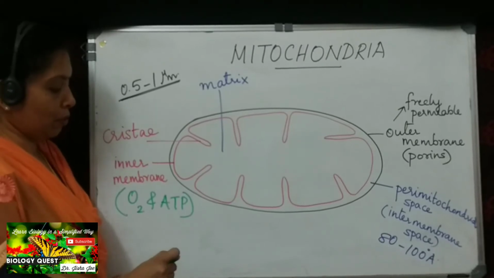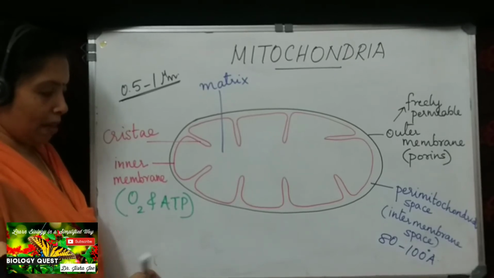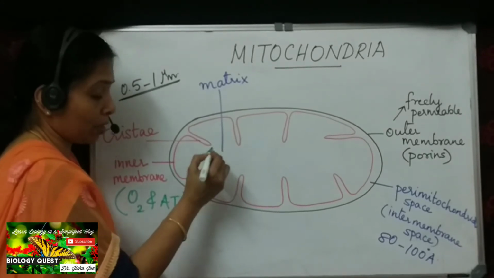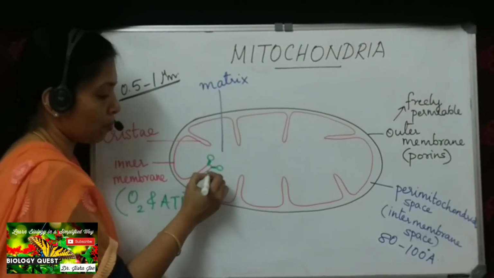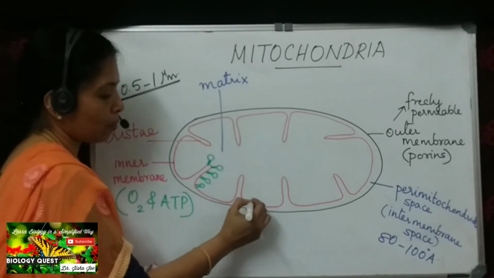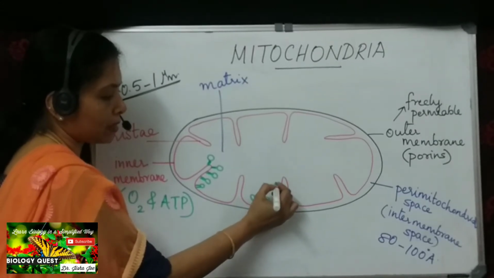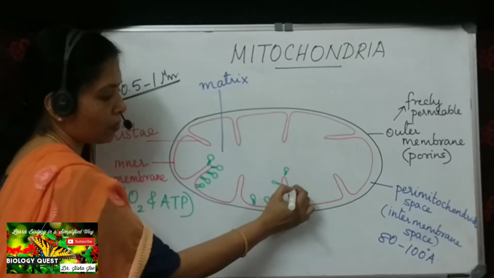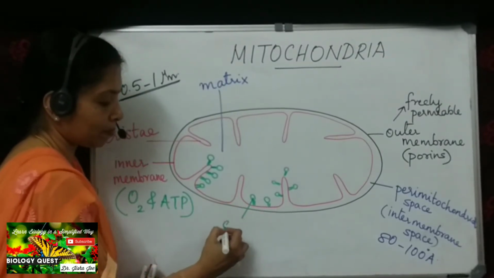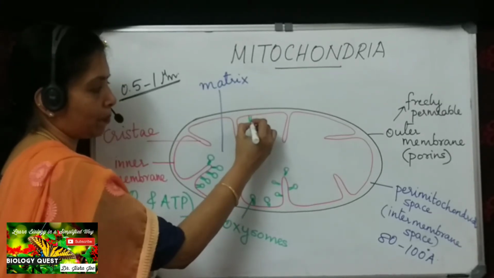Then moving on to the inner membrane. If you look closely at the inner membrane, there will be several stalked particles called oxysomes. You can see the stalked particles throughout the inner membrane. I am just drawing only a few, but we can see the stalked particles which are called the oxysomes throughout the inner membrane.